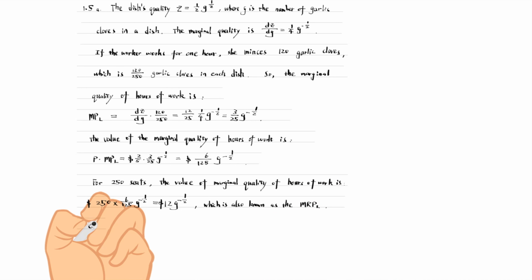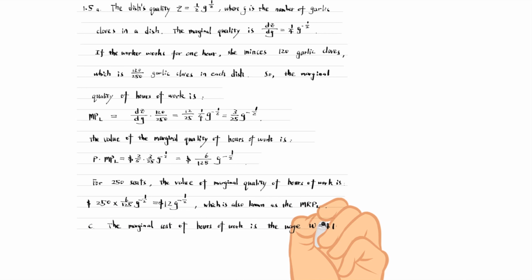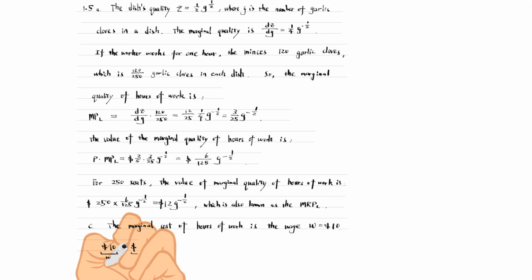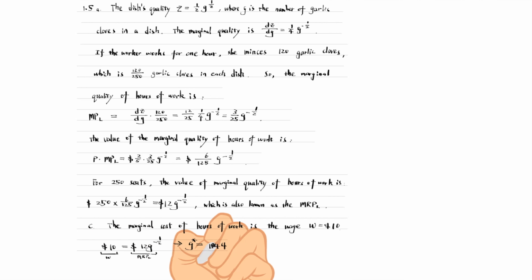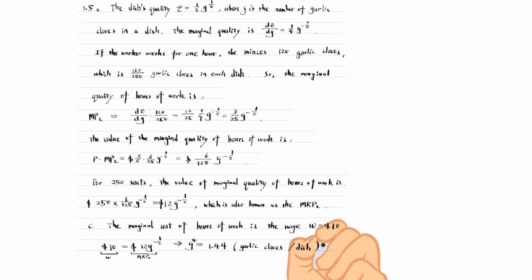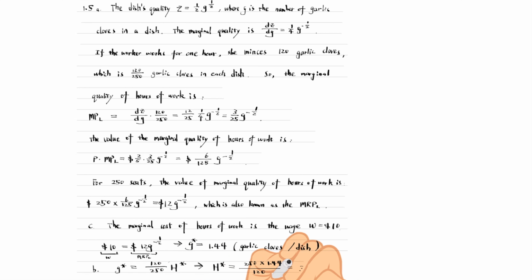For part C, we equate the marginal cost of hours of work, the wage, and the marginal revenue product of labor to get the optimal number of garlic cloves in one dish. It is 1.44 garlic cloves per dish. For part B, the worker has to work for 3 hours to put 1.44 garlic cloves in each dish.